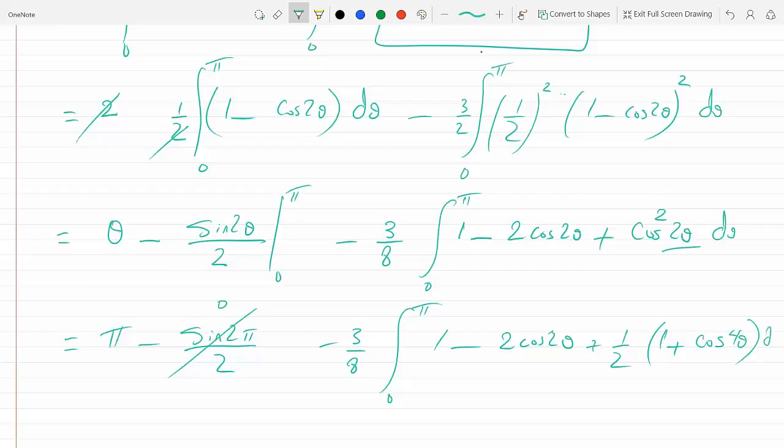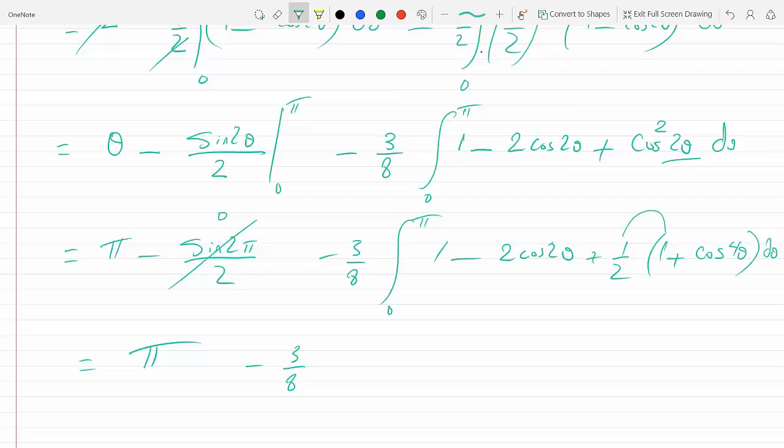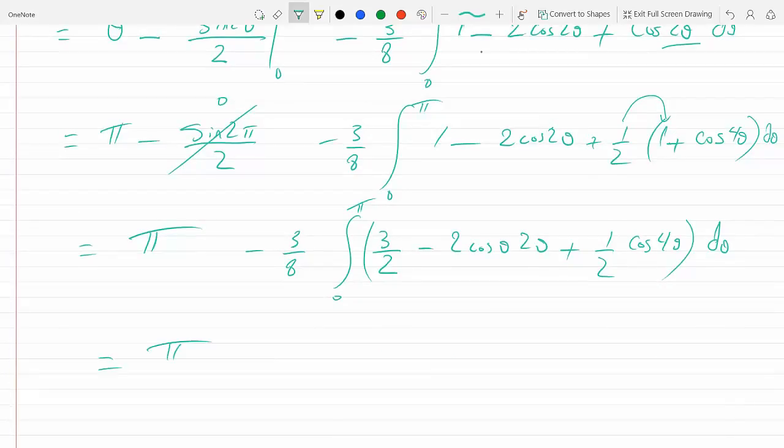D theta. Okay, so now we're down to pi on the first one, minus 3 over 8, right? Now, when you FOIL the half here, you get a half and there's a 1, so this is 3 over 2, minus 2 cosine 2 theta, plus 1/2 cosine 4 theta, d theta, 0 to pi. Okay, now this became a basic integral again, 3 over 8, what's this?